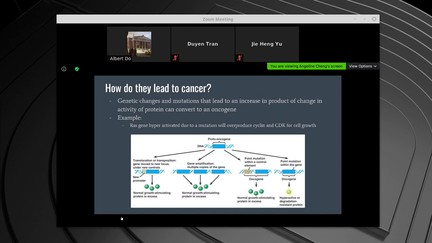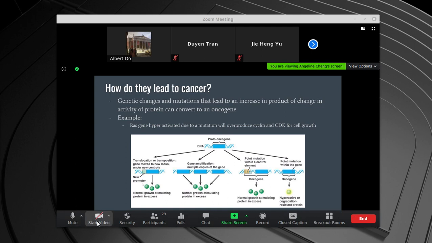So in a normal cell, the RAS gene will be activated by a growth factor receptor, which triggers intracellular phosphorylation and transcription to produce cyclin and CDK, which are drivers of the cell cycle. And when a hyperactivating mutation occurs, this activation process will occur continuously because of mutations that prevent GTP hydrolysis. The prevention of GTP hydrolysis will lock RAS in an active state and cause the overproduction of cyclin and CDK for cell growth.